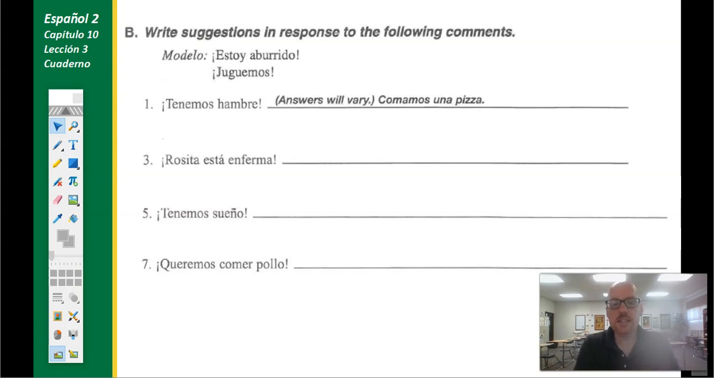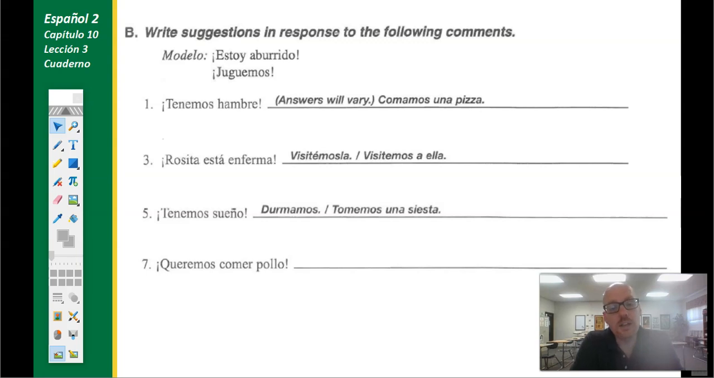Número 3. Rosita está enferma. Rosita is sick. So what might we command there? One possible option would be, let's visit her. Visitémosla. Let's visit her. Or we could say, visitemos a ella. You could take that a ella and change it to the direct object pronoun la and say visitémosla. Or you could say visitemos a ella. Número 5. Tenemos sueño. We are tired. So what should we do? Durmamos. Let's sleep. Or we could say tomemos una siesta.